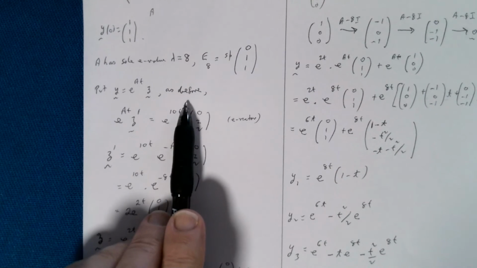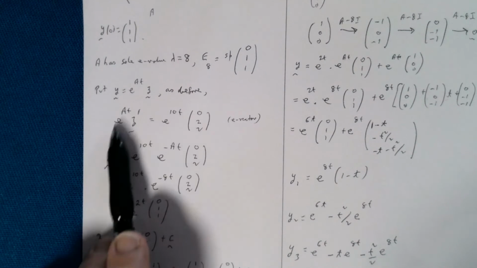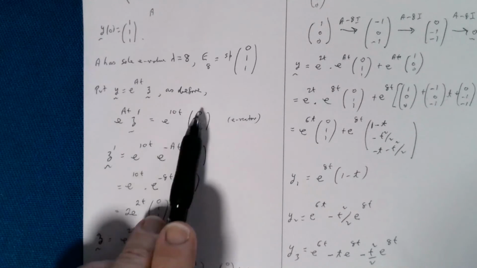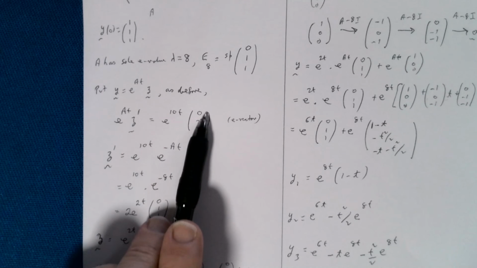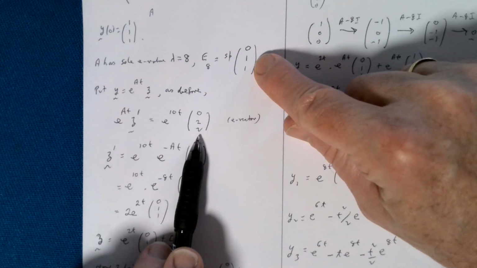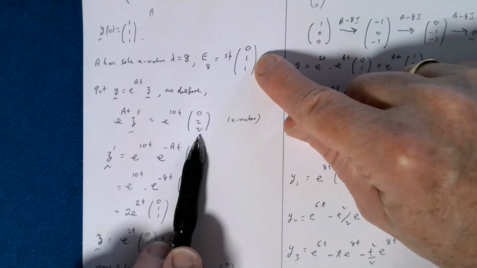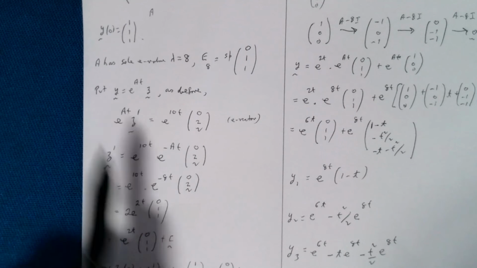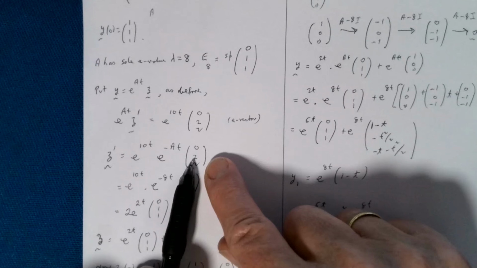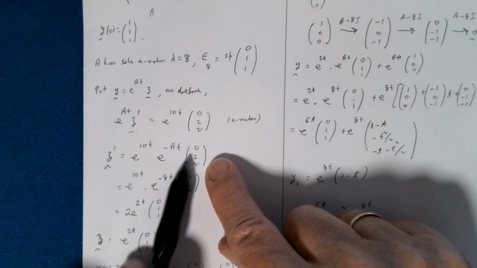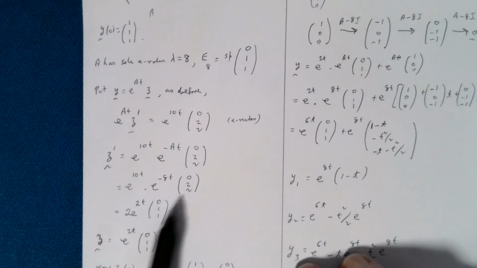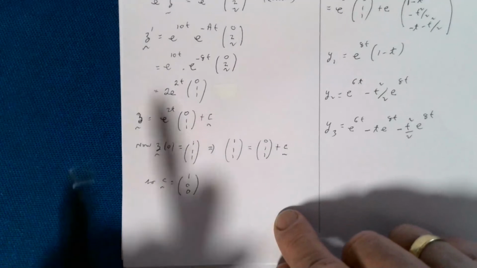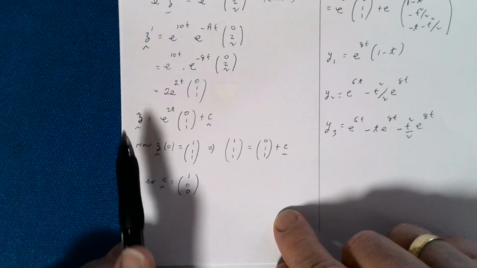I haven't gone through all the calculations this time. I've just gone straight to what happens. You get e to the at times z dashed is e to the 10t times 0, 2, 2. Now this one is an eigenvector. It's just a multiple of this one here. So it's an eigenvector. So z dashed we multiply by the inverse of this matrix, e to the minus at. This is an eigenvector, so this is e to the minus 8t times the eigenvector as before, and simplifying gets me down to this.